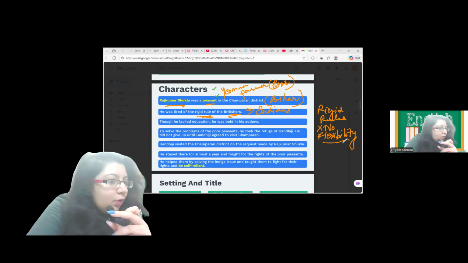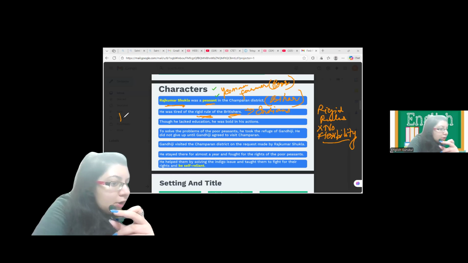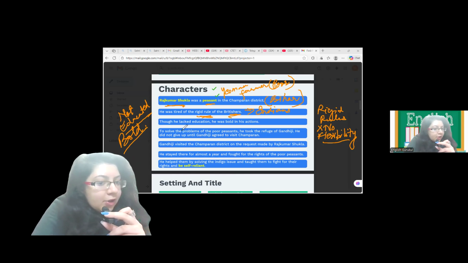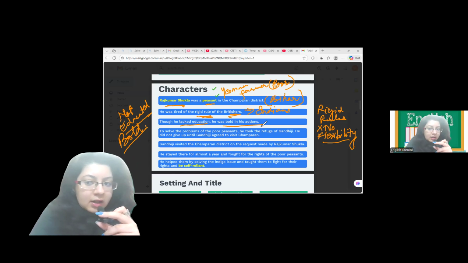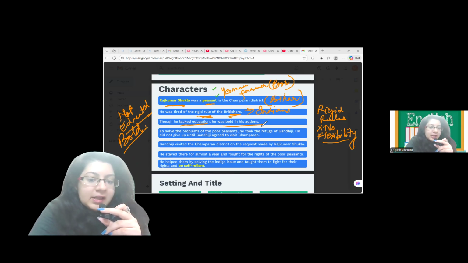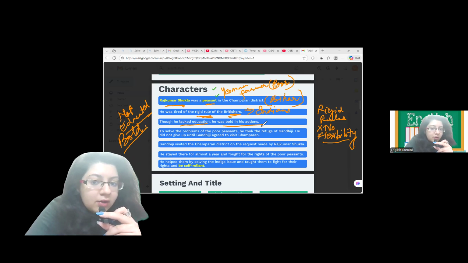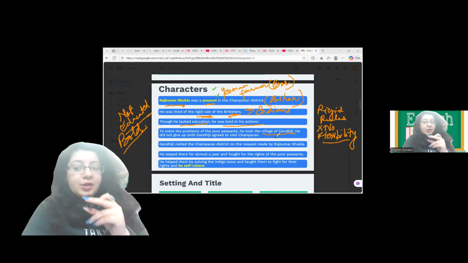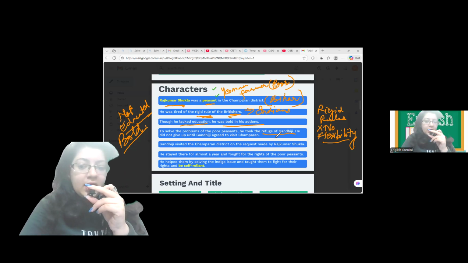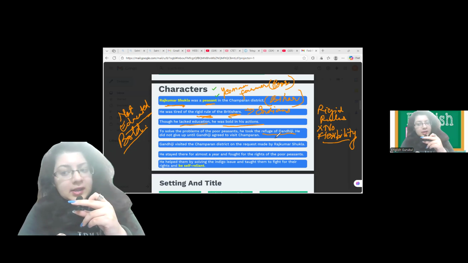Herein we get to see that though he was illiterate, though he was not educated, still he was very bold in his nature. So though he lacked education, he was bold in his actions. And we get to see how his actions were. To solve the problems of the poor peasants, the poor yeomen or the poor farmers, he took refuge in Gandhiji. He had gone especially to search for Gandhiji, to take his advice and his help. Whose help? Gandhiji's help.